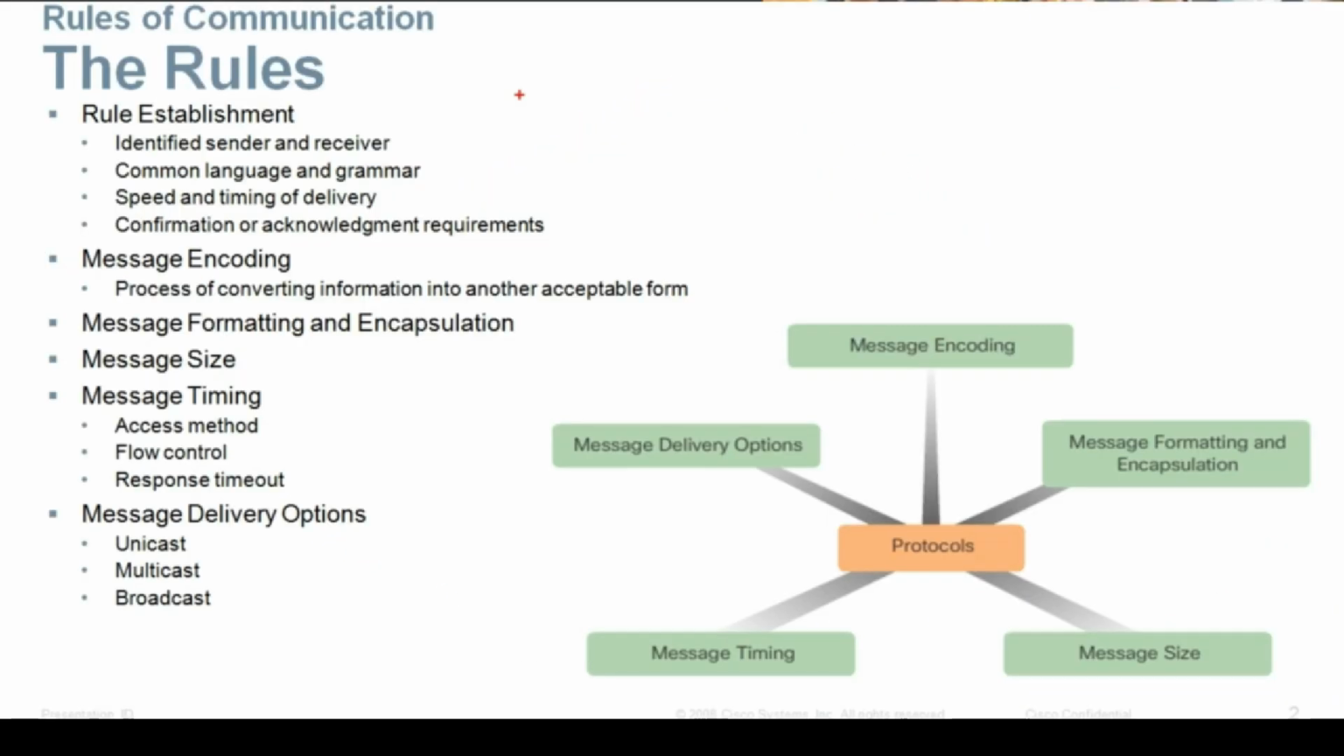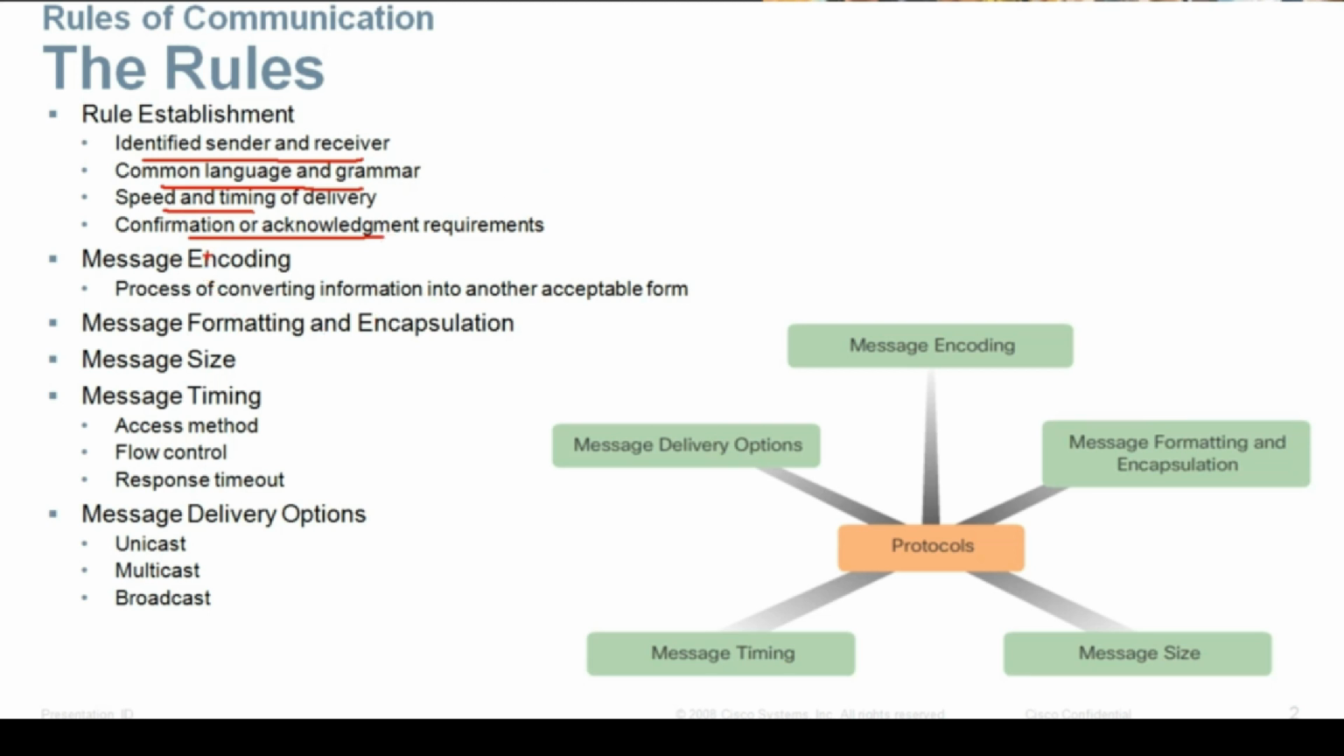To start our discussion regarding the network, it is very mandatory to know about the rules of communication. The basic rules of any network are: you have to identify the sender and receiver, use a common language and grammar so that the receiver can understand the sender, synchronize the speed and timing of the delivery of data, and require confirmation or acknowledgements after getting data.